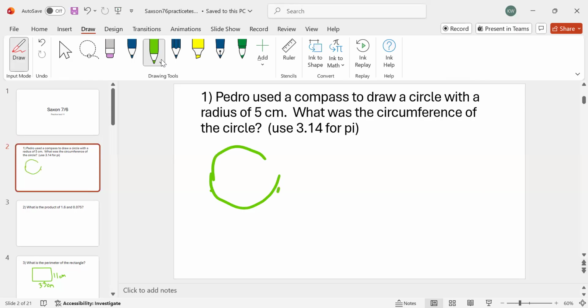Oh, I think my stylus is dying here. Hold on. Okay, draw a circle. Oh, my stylus is dying. Okay, that's the problem. Let's try this again.